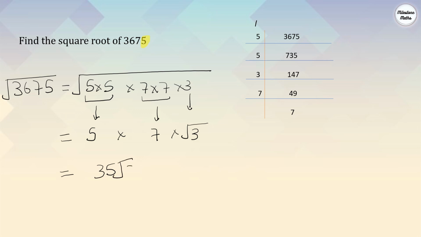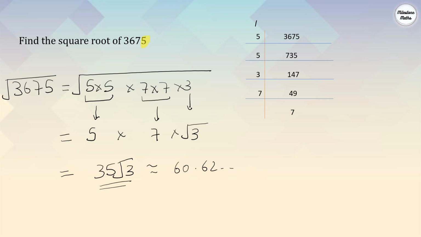It is a simplified form. If you get the square root of this number, you will get somewhere around 60 point something. So the square root of this number is not a natural number, it is a decimal number. That means this number is not a perfect square.